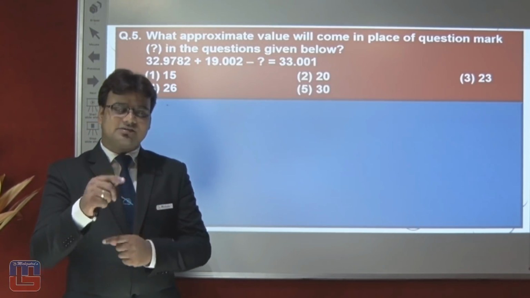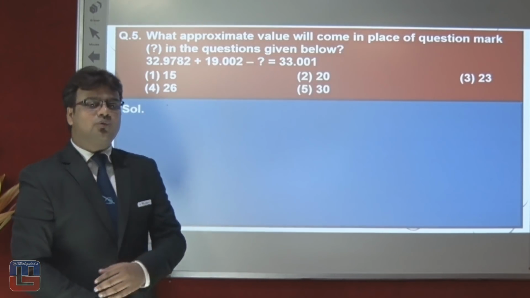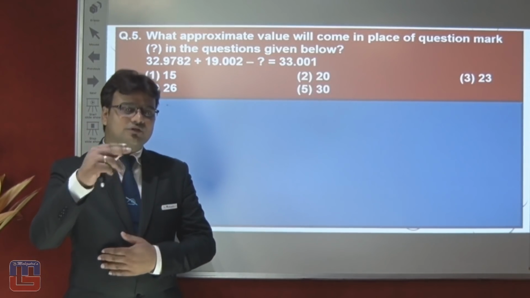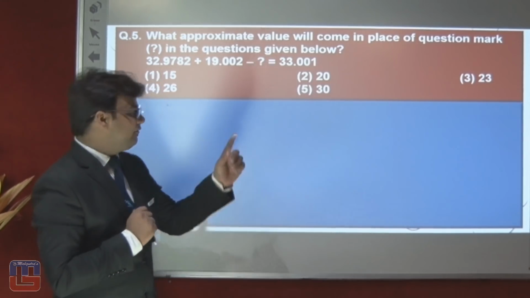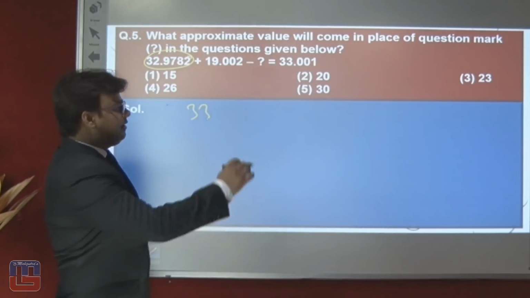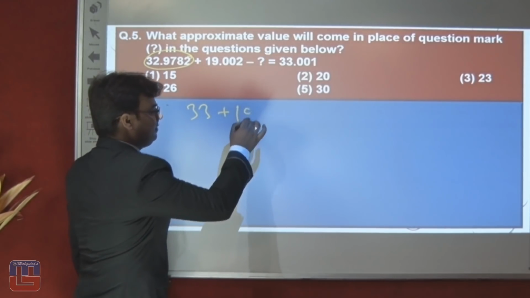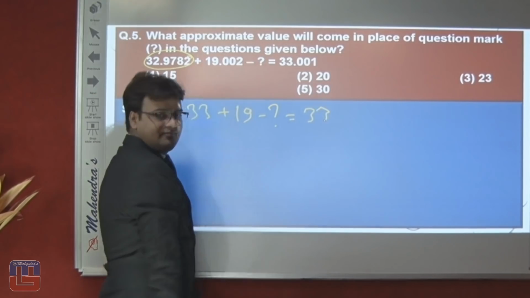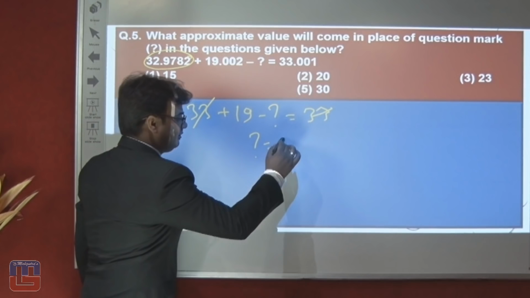We approximate a little bit. Here 32.982 we write as 33, because if the question is here 32.4378, then we use it as 32. But in the case of more than 0.5, we assume adding 1. Here we write 32.97, we write as 33. Similarly, in place of 19.202, we write 19, minus question mark is equal to 33.